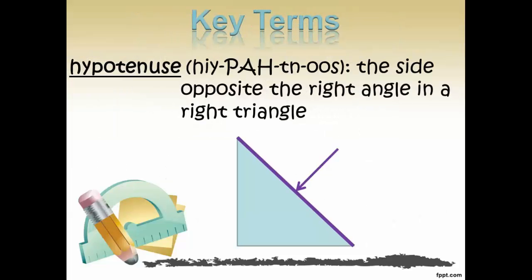First, let's remember what a hypotenuse is. Whenever you have a right triangle, the side opposite the right angle is the hypotenuse. I've highlighted it in purple there so you can remember which part it is. The other two sides are called legs.